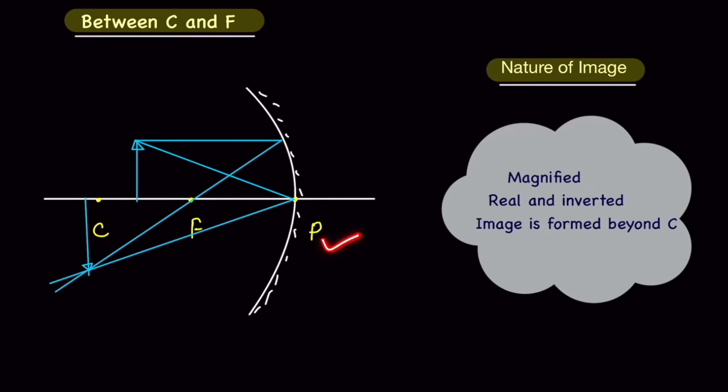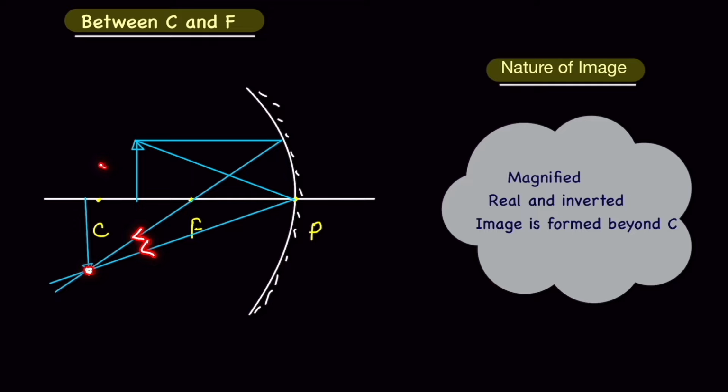In this ray diagram, you notice object is present between C and F. Two rays we will consider. One is parallel ray, so it will always pass through the focus. And second, here we can consider with the pole. So both the reflected rays are meeting at a point, and this point is beyond center of curvature.